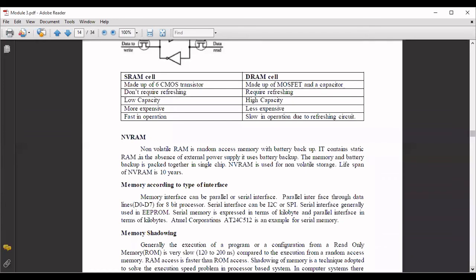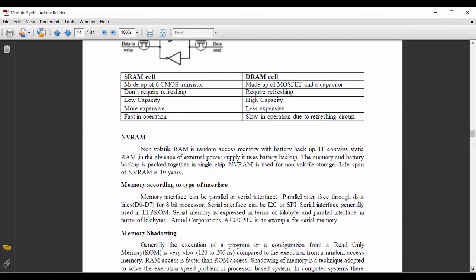It will be used as a non-volatile storage, because RAM, or random access memory, we say is a volatile memory. That means whenever the power is switched off, it is going to lose all the contents. But NVRAM comes with the facility of a battery backup, so it is called non-volatile storage. The lifespan of NVRAM is 10 years. So these are the different memory techniques or chips which are used in embedded systems.